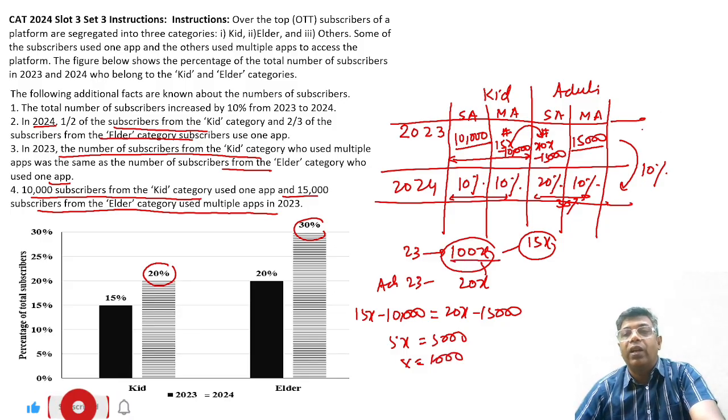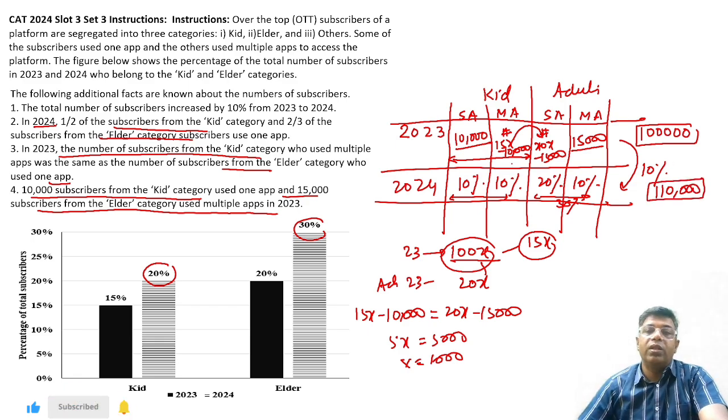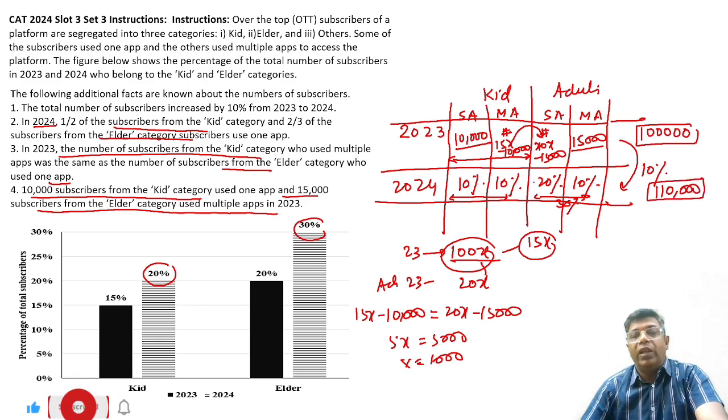If x is 1,000, we have taken the total subscribers to be 100x, so they will become 1 lakh. So subscribers in 2023 are 1 lakh. So in 2024, it will become 1,10,000. Now we are good to answer all the questions because now we can calculate these values also. If need arises, I'll do that.